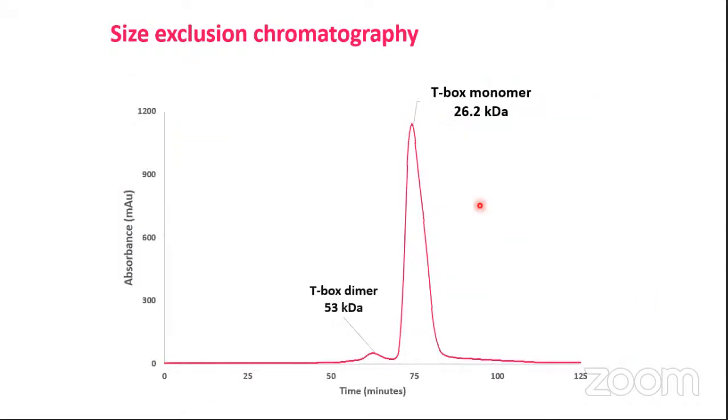So here is the elution profile from my size exclusion chromatography. And what it shows is that under reducing conditions, the TBR1 T-box transcription factor is predominantly monomeric with a size of 26.2 kilodaltons. Even in the presence of a reducing agent like DTT at 2 millimolar, there's still the formation of a dimer, even though it's at low concentrations. But more importantly, this enabled us to separate out the monomer from the dimer so that the monomer could be used for crystal trials, since we want a homogeneous solution.